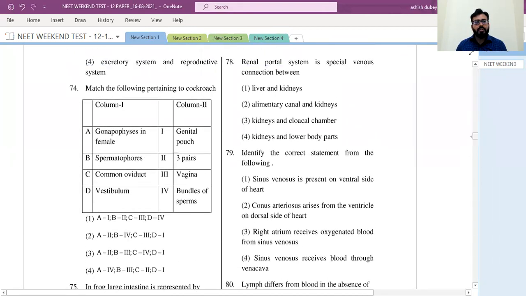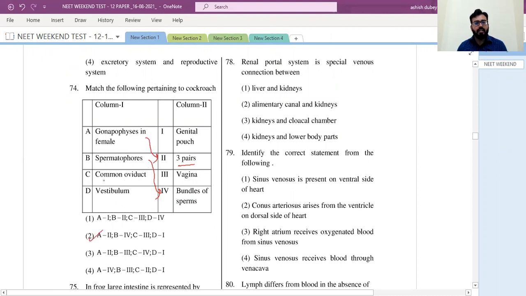Next is the 74th question. Match the following pertaining to cockroach gonapophysis in female. 3 pairs? Yes. So A second. It is of second and third option both. Spermatophore, bundle of sperm. Spermatophores are known as the bundle of sperm. So B is matching with the fourth, and A is matching with the second. So A second and B fourth is the second option. So it will be the answer.